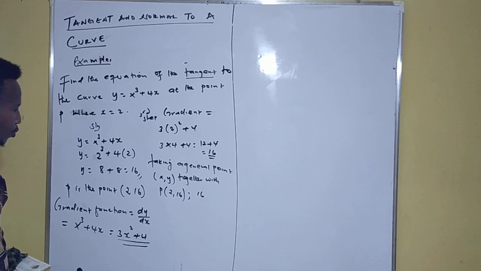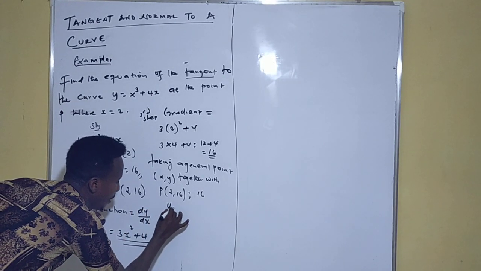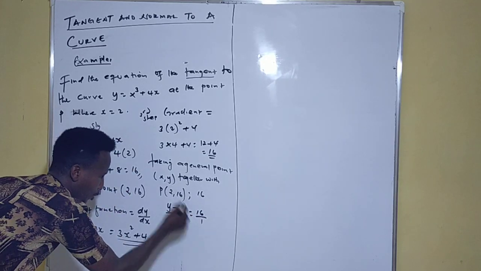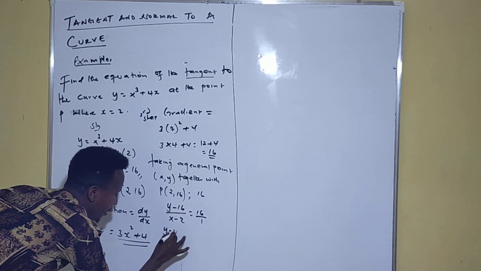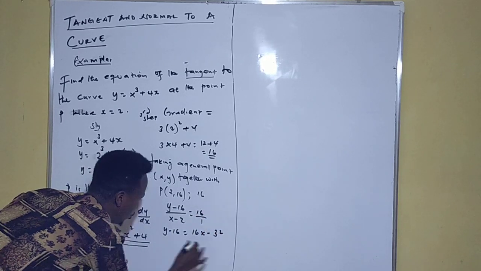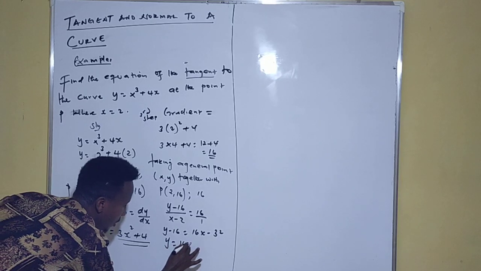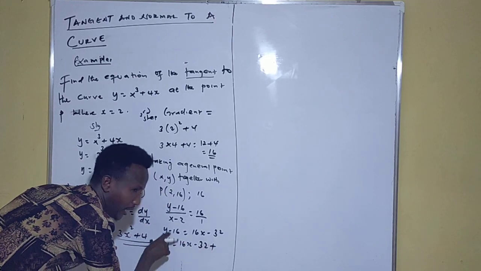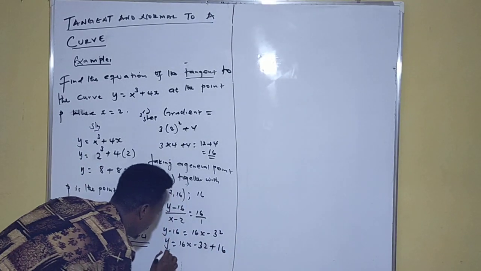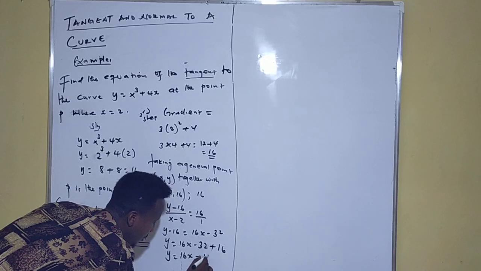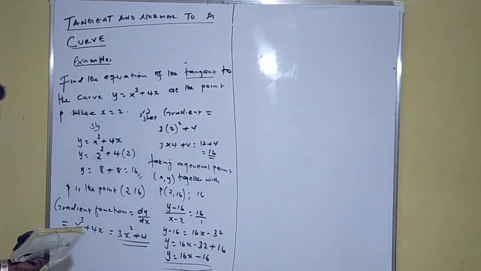Just understand this thing. So what I will do is, I will get the equation. I will say, y minus 16 all over x minus 2 is equal to 16 out of 1. Okay, cross multiply. So 1 multiplied by this one, it will remain the same. Y minus 16 is equal to 16 times x minus 2. Take this one to the other side. So y is equal to 16x minus 32, plus 16, because this is negative, on the other side it will be positive. So y is equal to 16x minus 16. This is the equation of the tangent to the curve at point B.